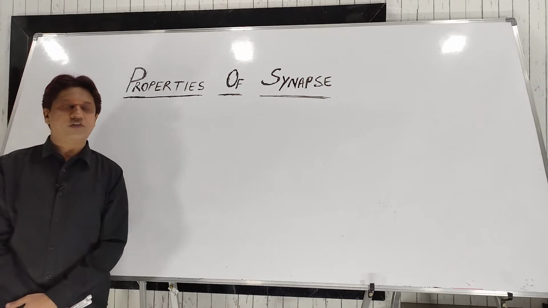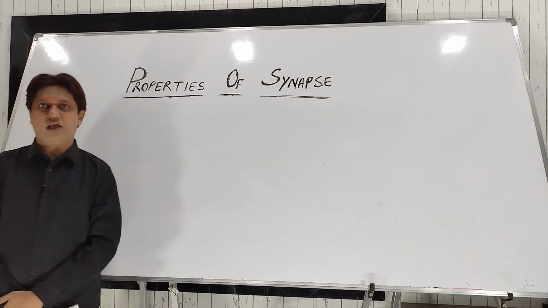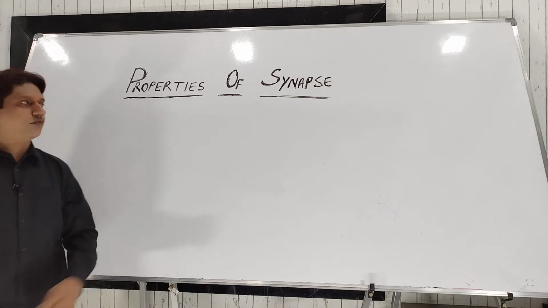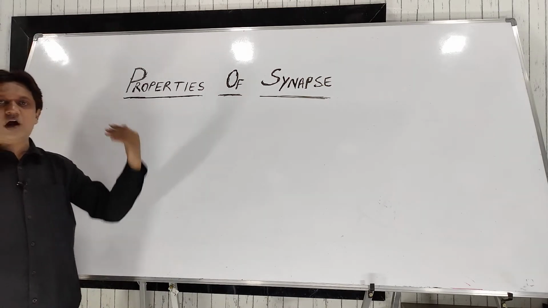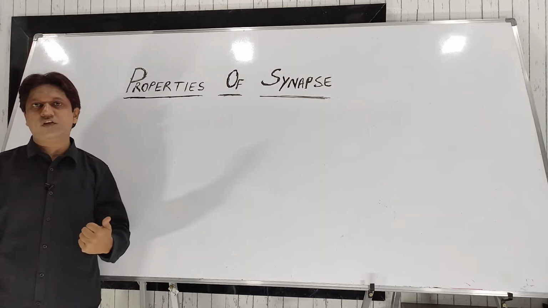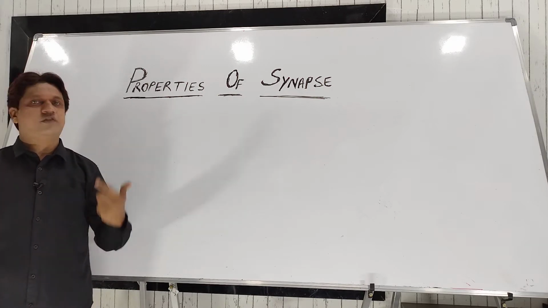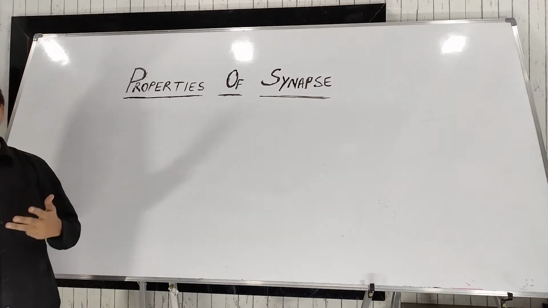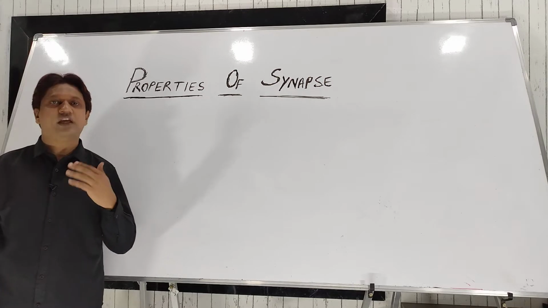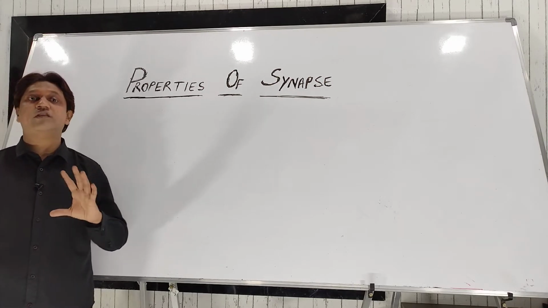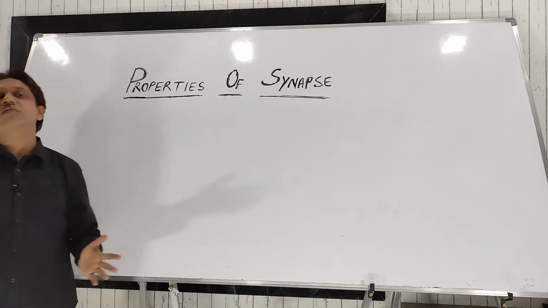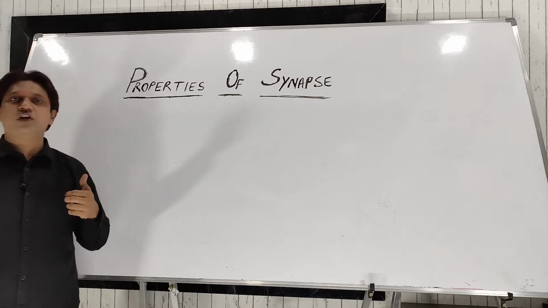Today we are going to discuss the properties of the synapse. It is part 2 of the synapse. Okay, in part 1 we have discussed the definition of the synapse, types of the synapse, structure of a chemical synapse, and how synaptic transmission takes place in a chemical synapse, and also various types of synaptic inhibitions. Okay, so this is the concluding part of the topic synapse.